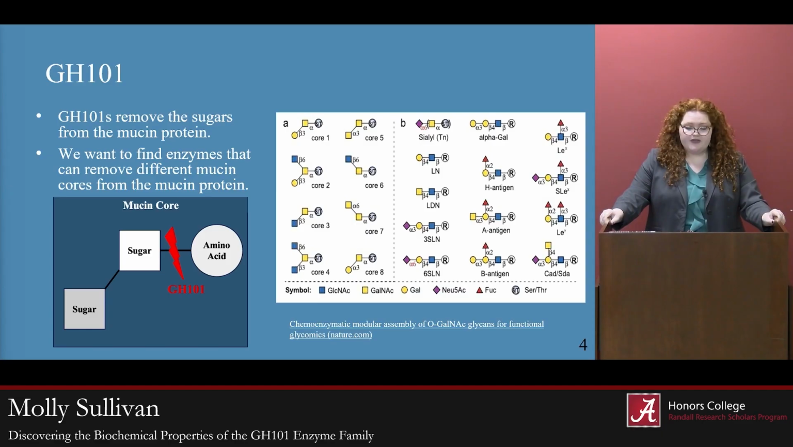So in this picture here, you can see several different mucin cores. So there's a variety of different core structures. And currently, we've been able to find, or they've been able to find, different enzymes or glycosyl hydrolases that can degrade about 3 of those different cores. So there's still a lot out there that we have not yet been able to characterize or remove the sugars from. So our goal is we want to find enzymes that can remove different mucin cores from the mucin protein.